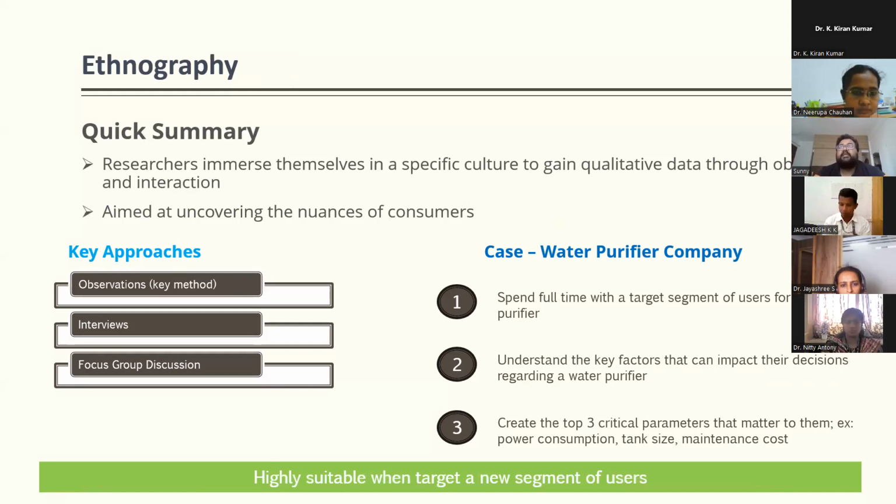Right. It's very interesting. I think some of the beautiful cases that have done very well because of ethnography is Gillette in India.